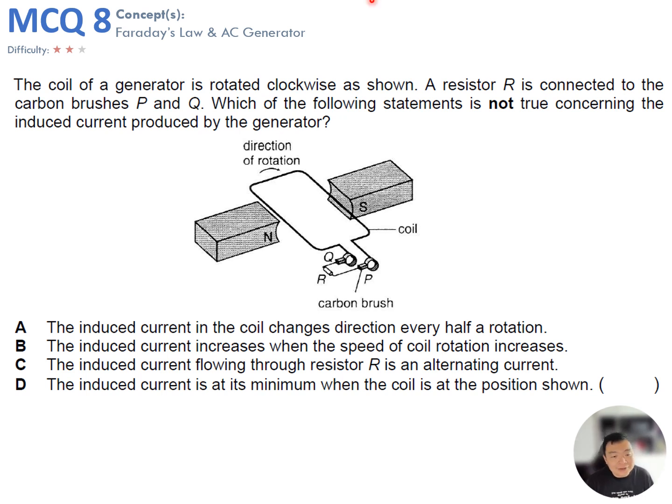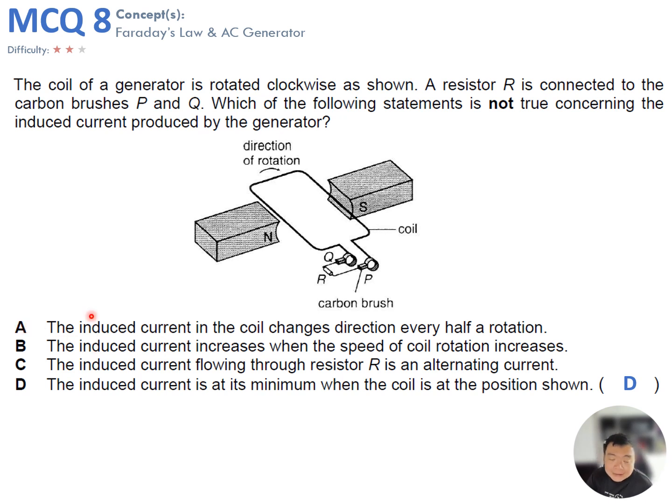This is a question on Faraday's law and AC generator, and the answer to this question is D. D is a statement that is not true. So if you look at statement B, it's a direct application of Faraday's law. When you increase the rotational speed, the coil actually cuts the field lines faster, and this means that there will be a greater induced EMF and induced current.